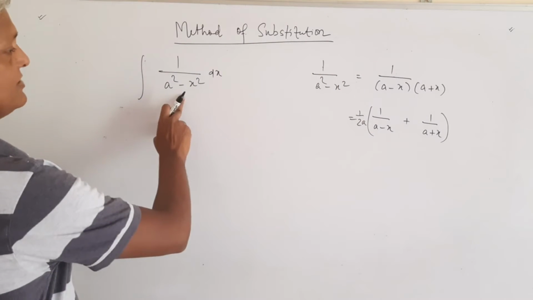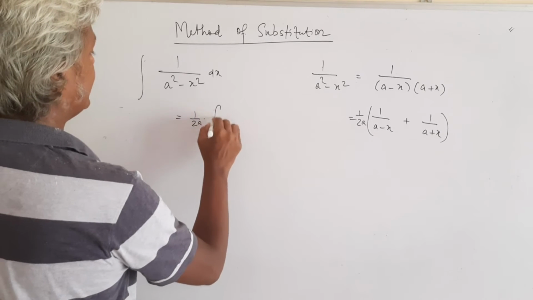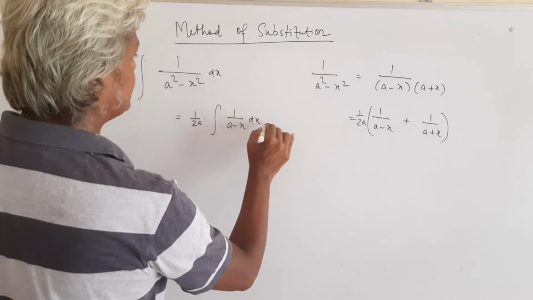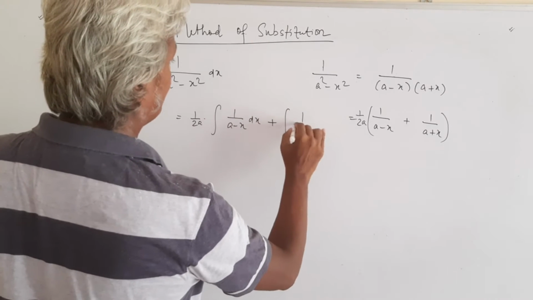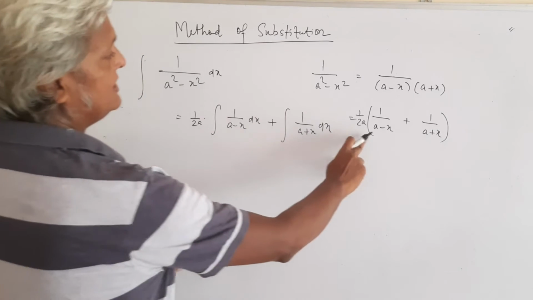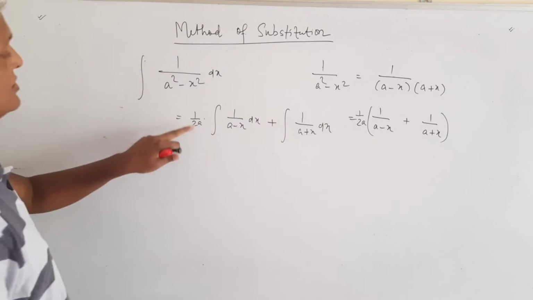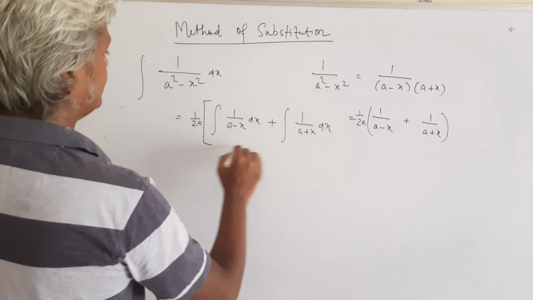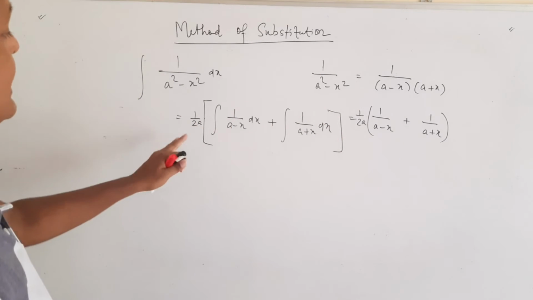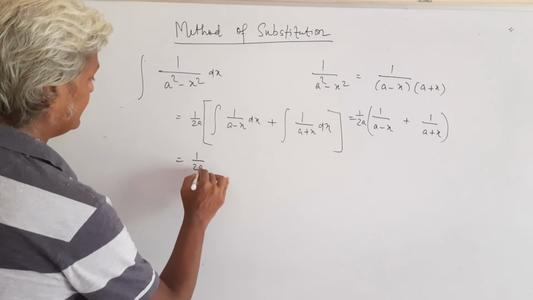So now in place of this we'll write 1 by 2a outside, and integration of 1 over a minus x dx plus integration of 1 over a plus x dx. Both these terms were multiplied by 1 over 2a, so I put them in a bracket, so that after integration, whatever result you get will be multiplied by 1 over 2a.